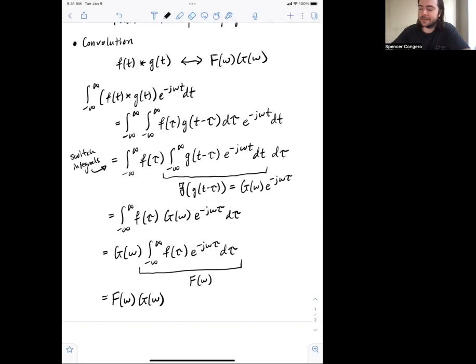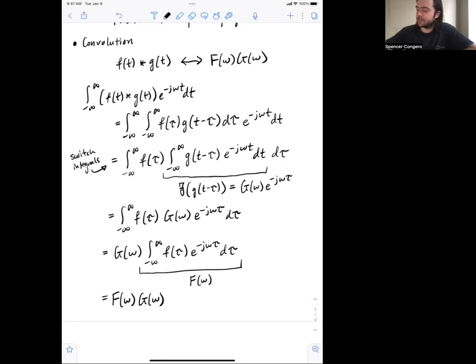So now we can see that if you ever have a convolution and you want to look at its Fourier transform, you can take the Fourier transforms of each function, f and g, and then multiply them, and you get the Fourier transform of the convolution. So that is the convolution property.